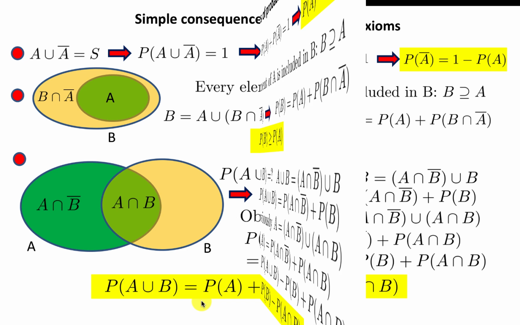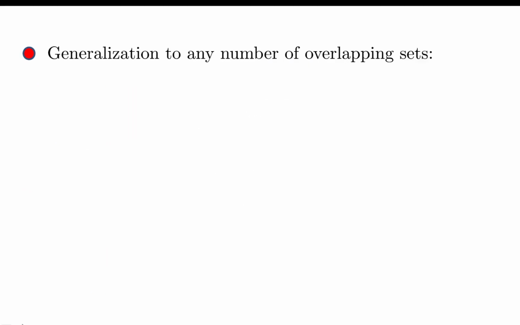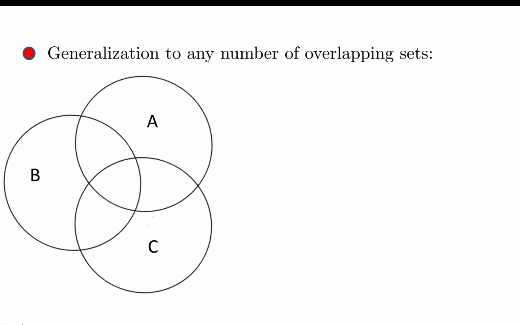Now this result can be generalized to any number of overlapping sets, and we'll take three sets over here, A, B, and C. And you can see that there is overlap between all of these sets, A with B, B with C, C with A. We want to know what is the probability of the union of A with B with C. Well, of course, we can write this in the following way. This is A union B, union C, and it doesn't matter what order you take it. This is the associative property of sets.